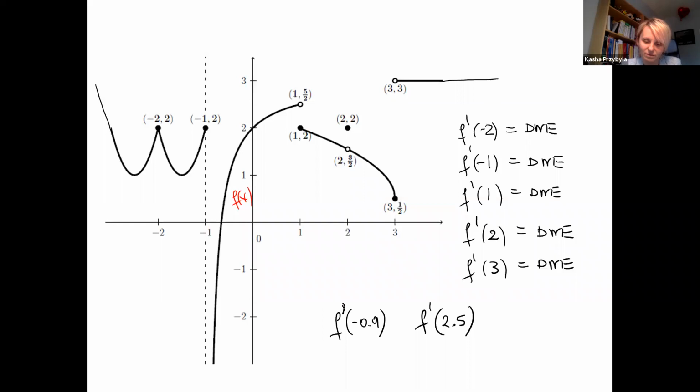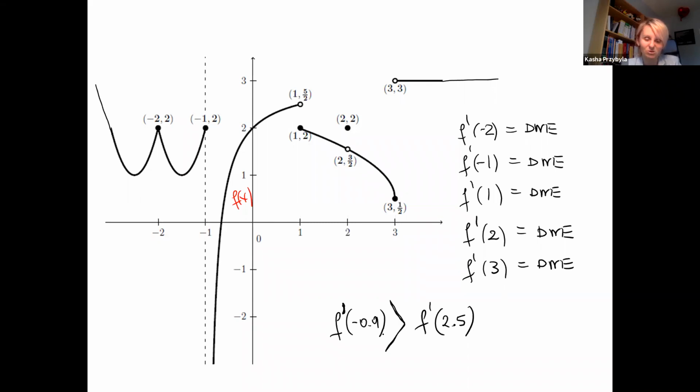Okay, derivative. I mean, which derivative at which point is greater? The derivative at negative 0.9 or the derivative at 2.5? That means the derivative here will be greater. Okay, good. Thank you, Matt.